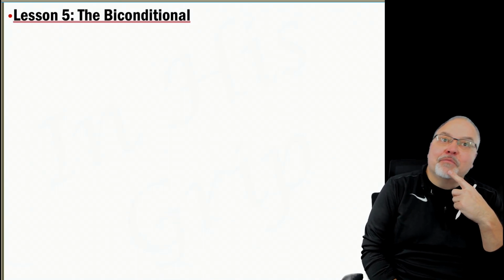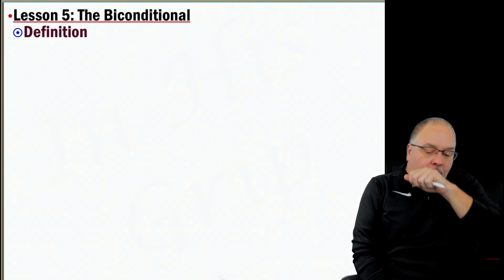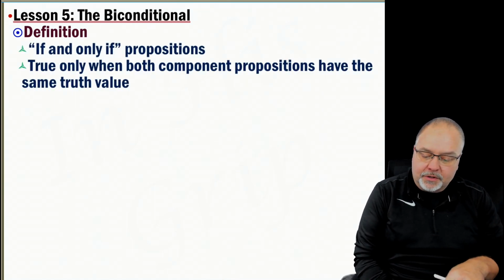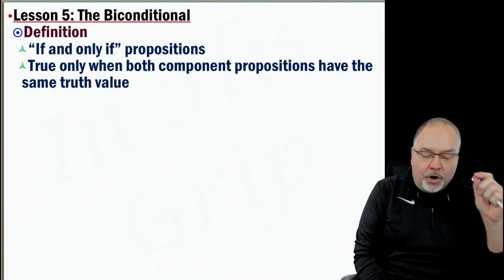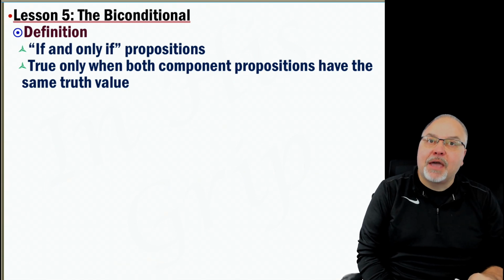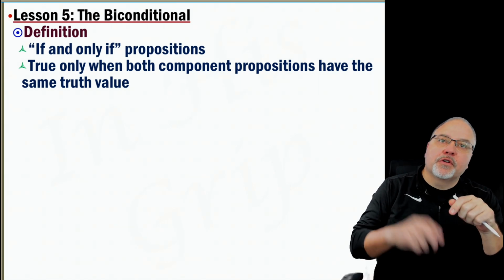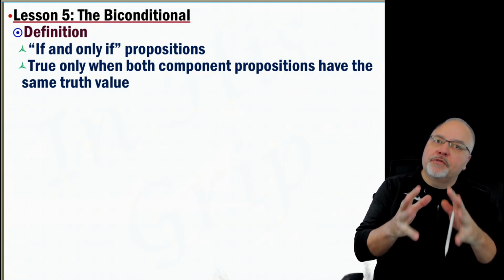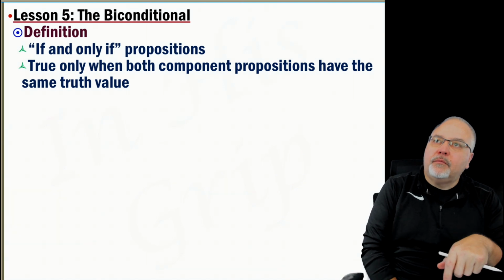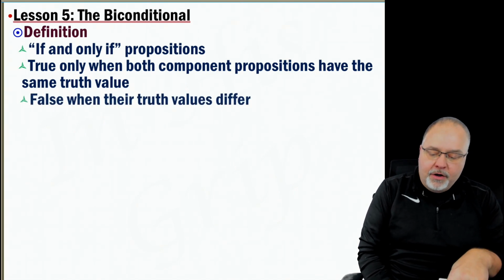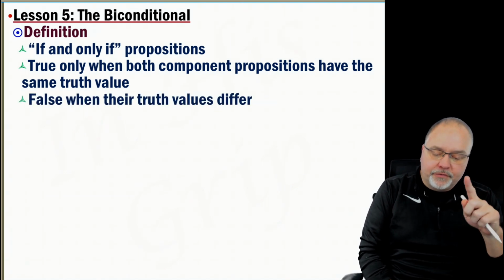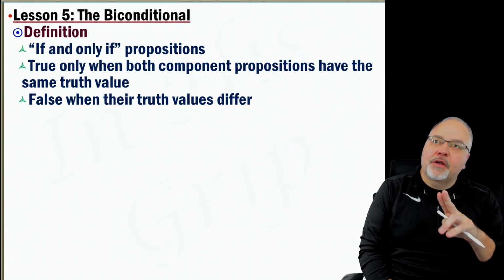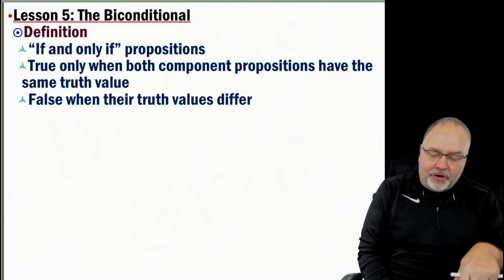So lesson 5, biconditional. Definition of biconditional: if and only if propositions. True only when both component propositions have the same truth value. So they must be both true or both false. Only when they have the same truth value are they true. Otherwise they are false; false when the truth values differ. This is the easiest one. If they're in agreement, they're true. If they're different, they're false, right?